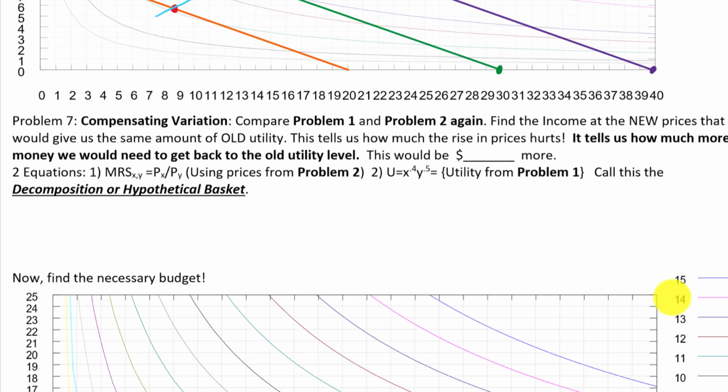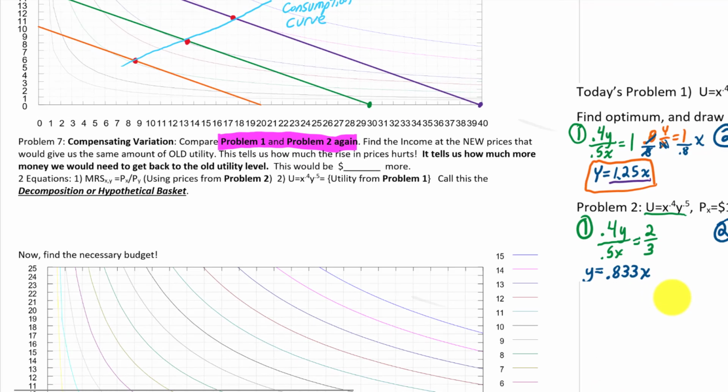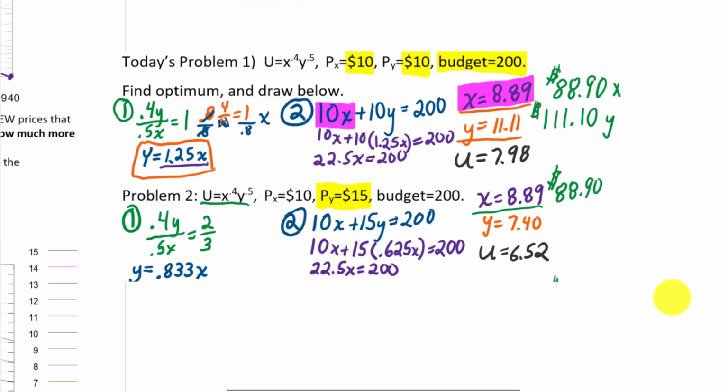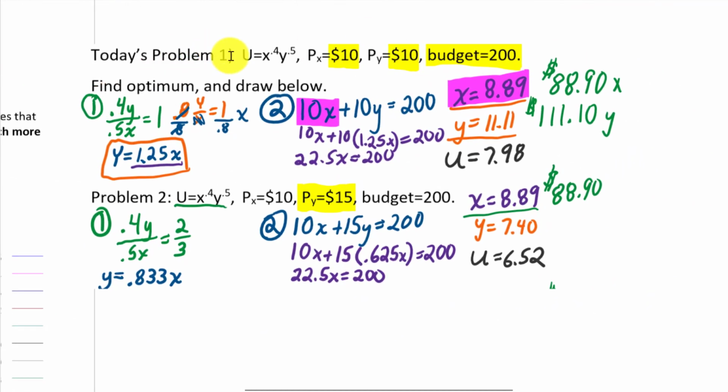So let's compare what we did for our problems number 1 and 2 previously. Here are the problems and here are the answers that we got. In problems 1 and 2, we had the same utility function. The price of X was 10, the price of Y was 10, and the budget was 200 in the first problem. Then in the second problem, we just changed the price of Y to $15. So the price of Y is going up to 15, and we see a predictable result.